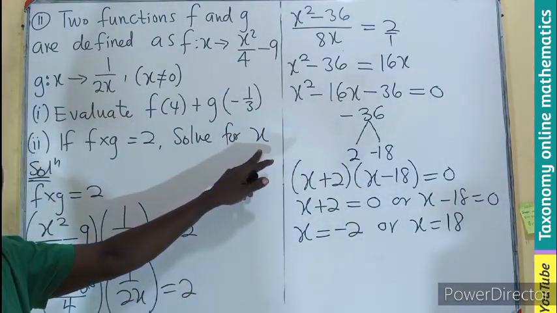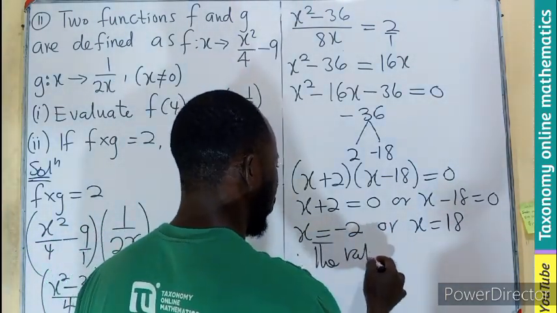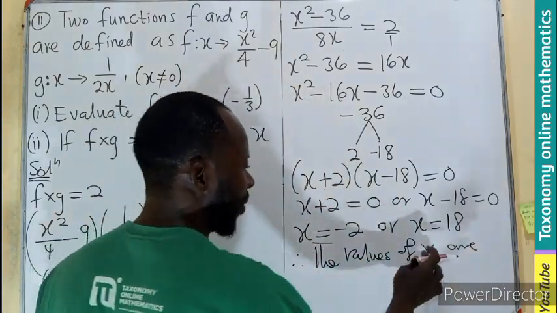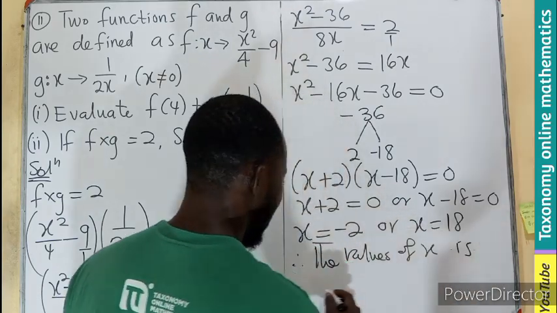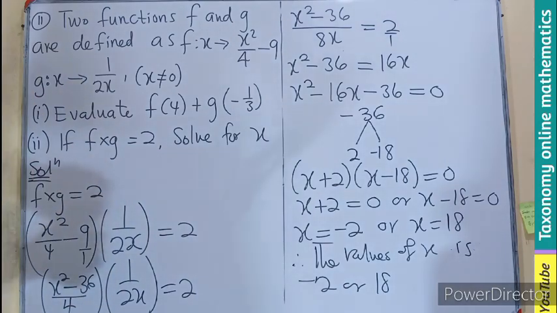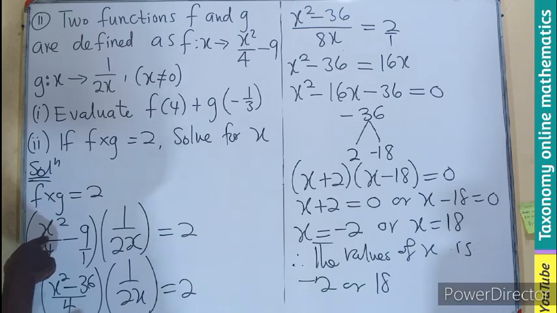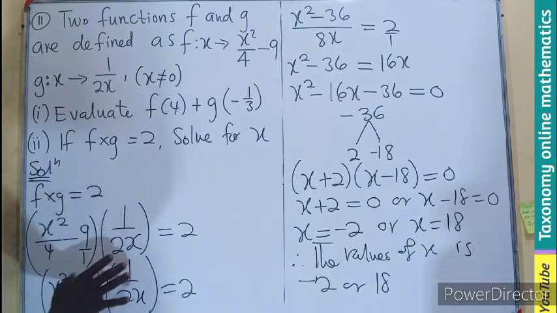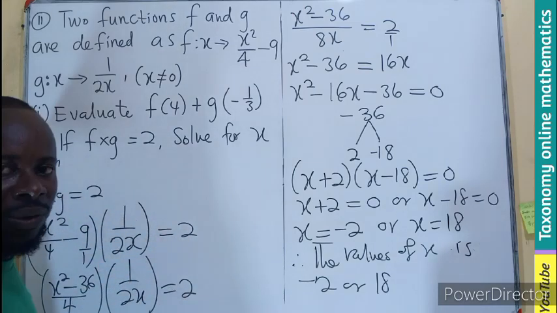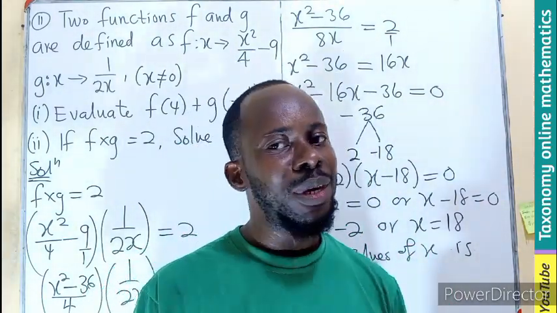What are we looking for? We are looking for x, and x is in this form. So therefore, the values of x are negative 2 or 18. Any of these will give you 2 if you multiply them. If x is replaced by negative 2 here and you multiply, you get 2. If it is also changed to 18 and you multiply, you will still arrive at 2. I guess the concept is clear from the first example to the second one.